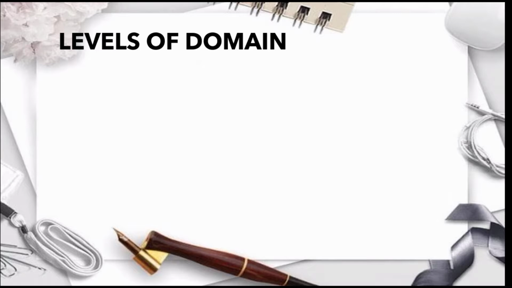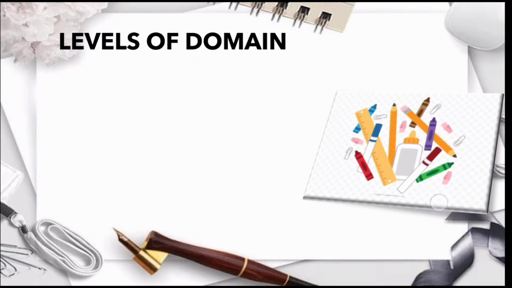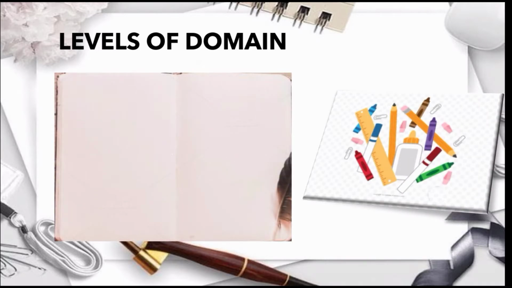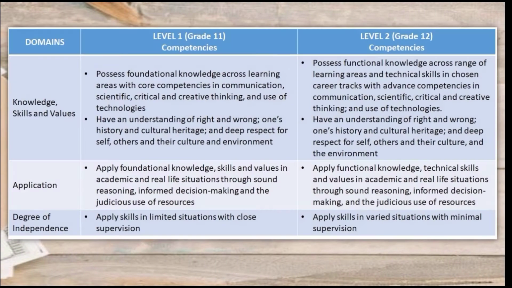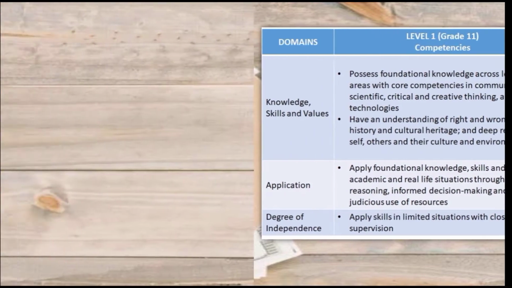We have here the levels of domain. There are 3 domains of level of competency. First is the knowledge, skills, and values. Second is the application, and third is the responsibility, that is defined as the degree of independence. Take a look at this table. As you can see, the level 1 and level 2. The competencies of the students are upgraded as they go on to level 2.